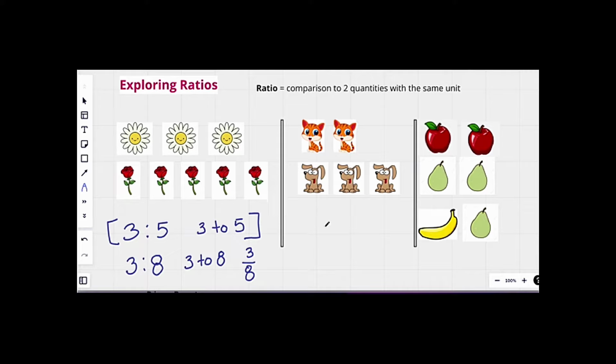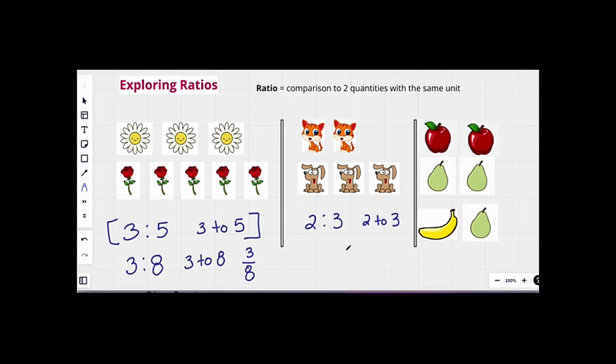Okay, let's try it with our little animals here. So on a part-to-part ratio, if we wanted to say a ratio of cats to dogs, what would we say? Well, how many cats do we have? Got 1, 2 cats. And how many dogs do we have? 1, 2, 3 dogs. So our part-to-part ratio would be 2 to 3. 2 cats to 3 dogs. Or you can write it with the word to, 2 to 3.